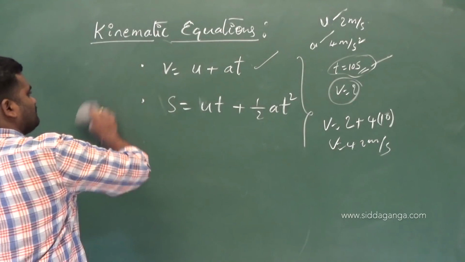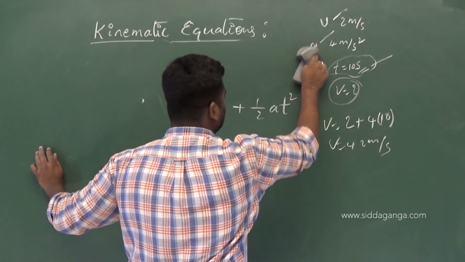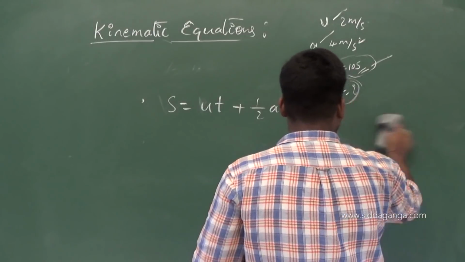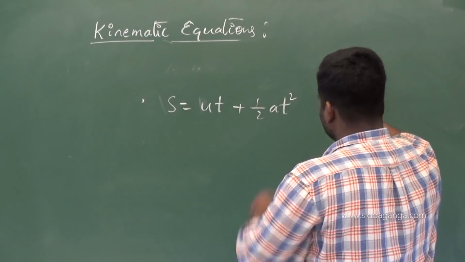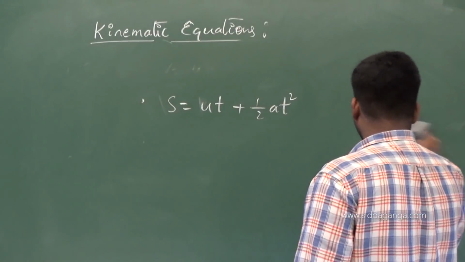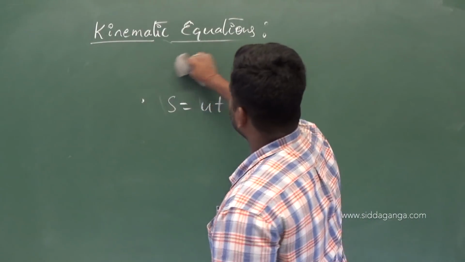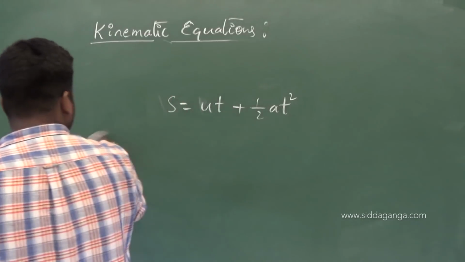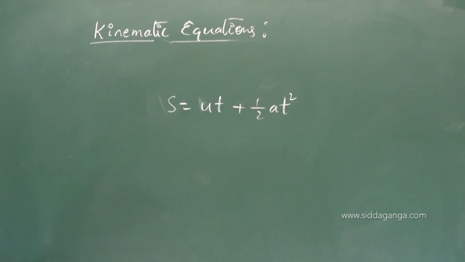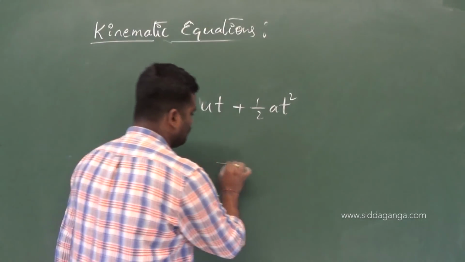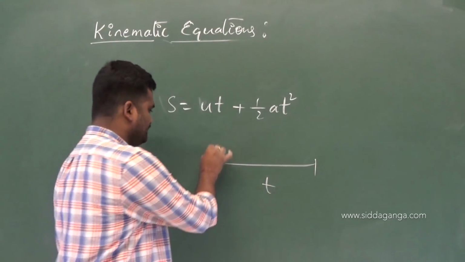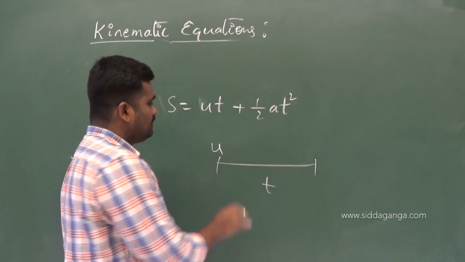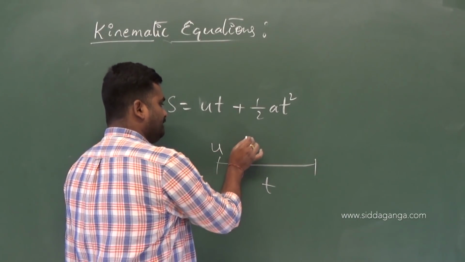What is that second equation we have? S equals ut plus half at square. What is this actually? What does this give? It just gives how much distance it traveled in a time of t seconds, started with initial velocity u, moving with uniform acceleration a.